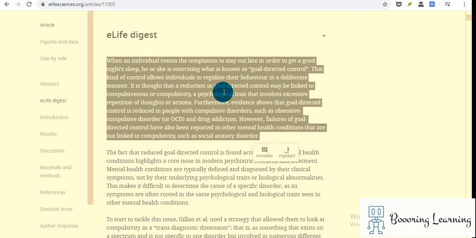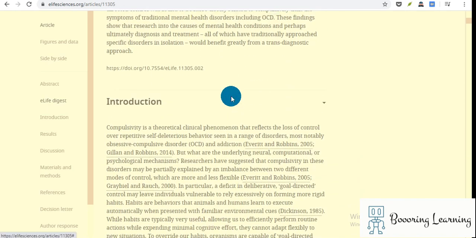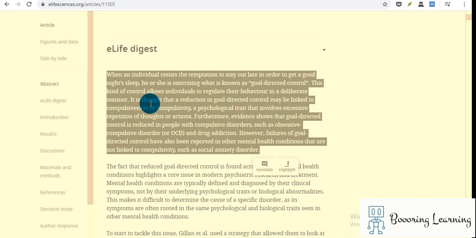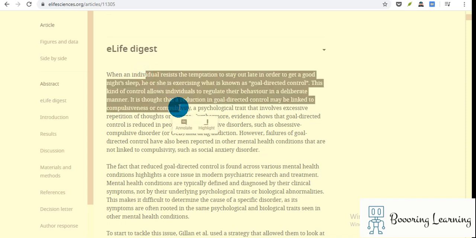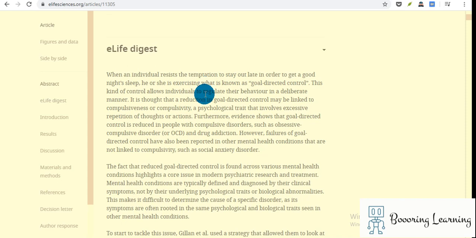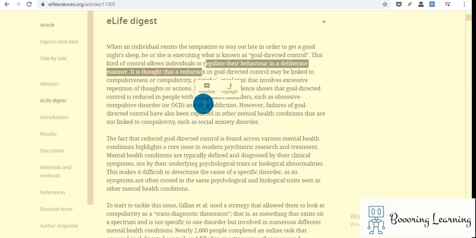So they explain here the goal-directed behavior. I think this is not the introduction, right? So this is when an individual resists the temptation. So they explain goal-directed control. When an individual resists the temptation to stay out late in order to get a good night's sleep, he or she is exercising what is known as goal-directed control. This kind of control allows individuals to regulate their behavior. That's interesting. I just read about it now in a deliberate manner. So they control their behavior.